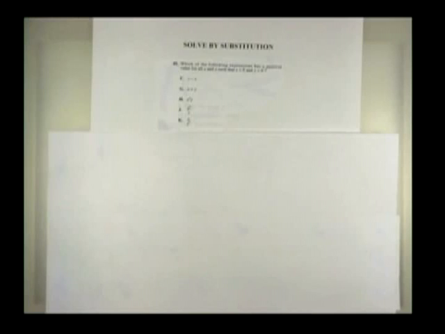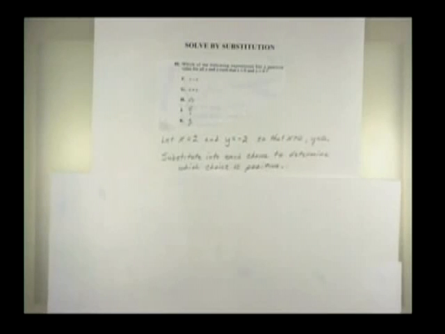Which of the following expressions has a positive value for all x and y when x is positive and y is negative? And here you see your choices. Let x be 2 and y be -2 so that x is positive and y is negative. Substitute each into choices to determine which choice is positive.